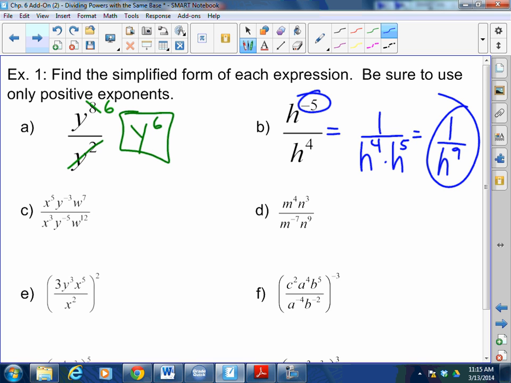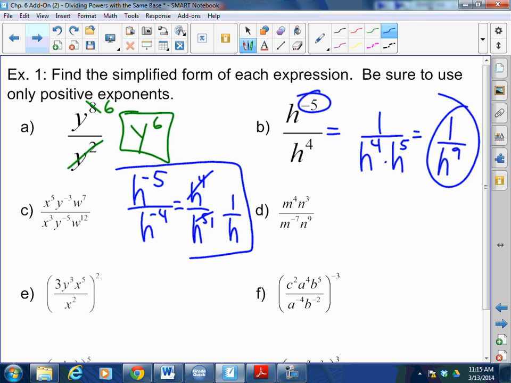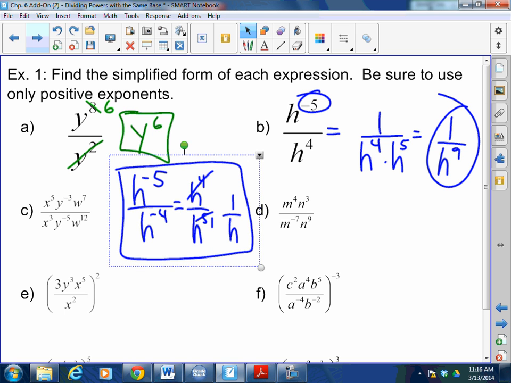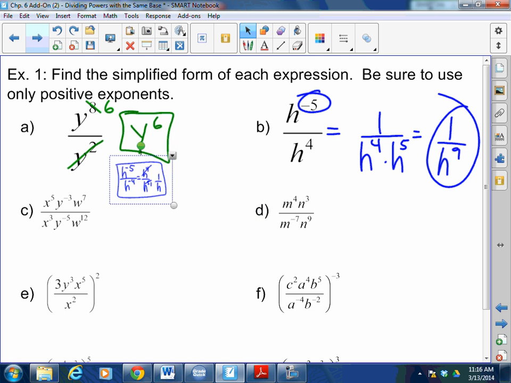Are you guys seeing this? There's a lot of power here. Okay. Let's say it was h to the negative 5 over h to the negative 4. Well, this would become h to the 4th over h to the 5th. 4 of these go by, and I have 1 over h. Great question. Thank you so much. Does that make sense, gentlemen? Promise?